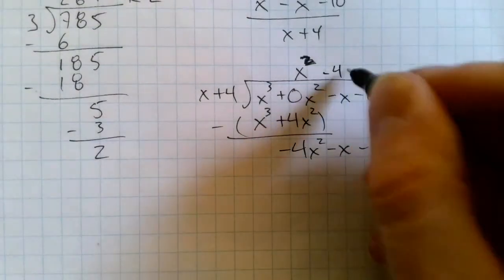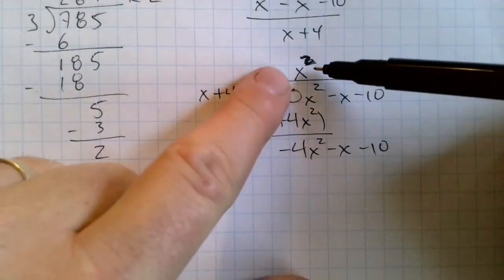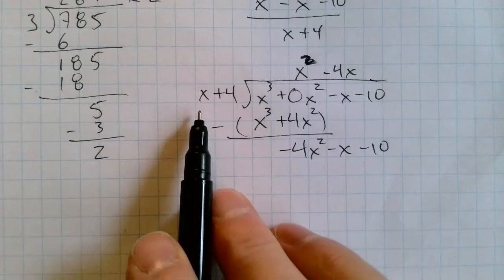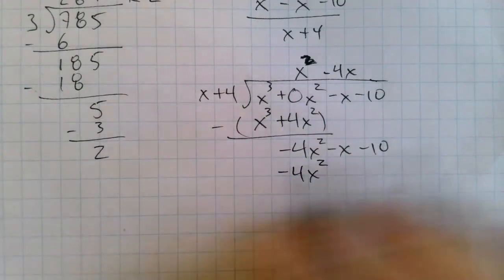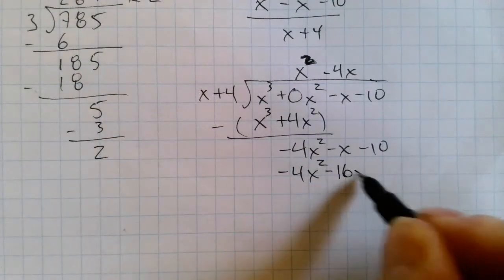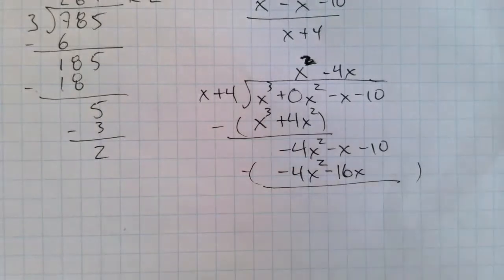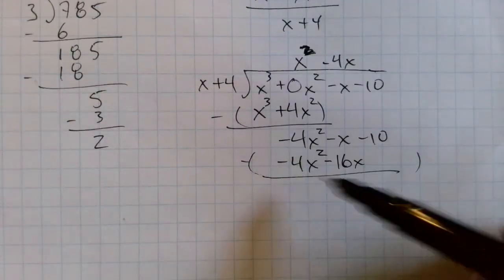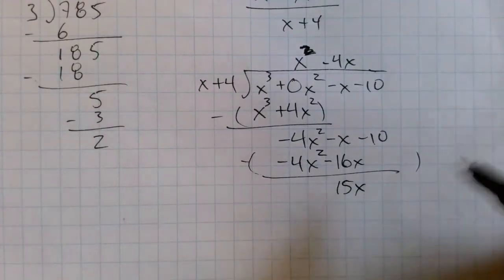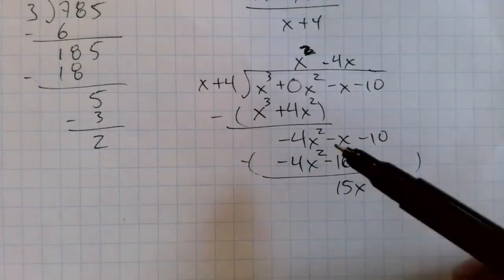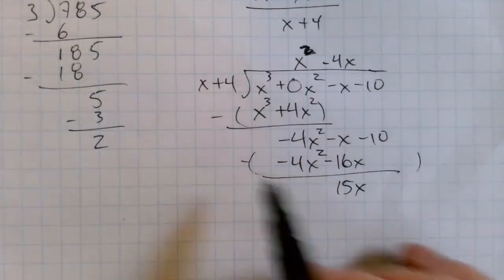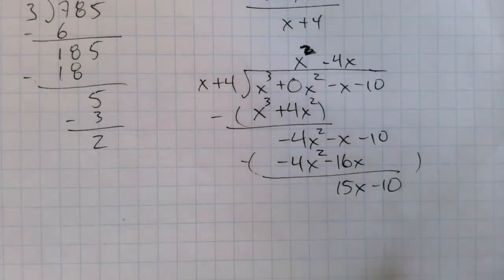Well, negative 4x. And notice that I'm putting the quadratic term over the quadratic term, linear term over the linear term. Negative 4x times x will be negative 4x squared. That's beautiful. Negative 4x times 4 is going to be negative 16x. And when I subtract, the negative 4x squared terms are going to cancel. Negative x minus negative 16 will be 15x. One of the more common mistakes that gets made here really just deals with negative signs. Subtracting a negative. Okay, just be careful with that. And then negative 10 minus 0 here is going to be negative 10.